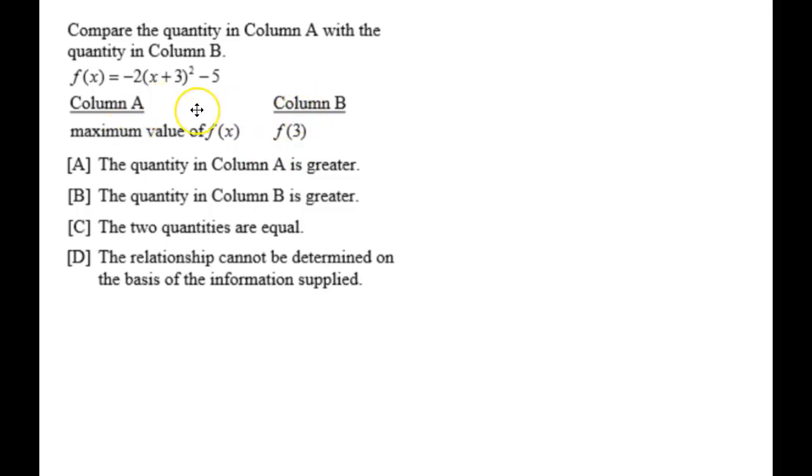So we have to find the value specifically for A and B, and then we can use that information to compare them and answer the question. The quantity in column A is greater, the quantity in column B is greater, the two quantities are equal, or the relationship cannot be determined on the basis of the information supplied.